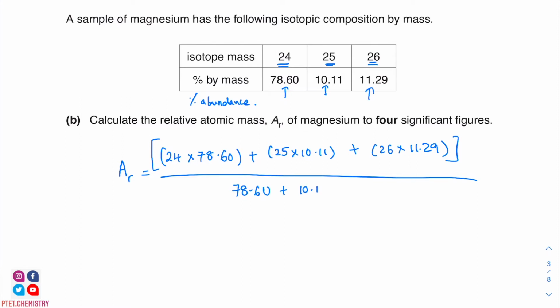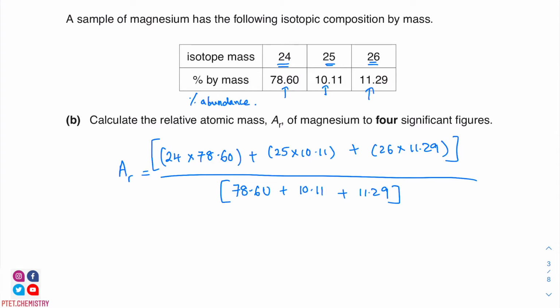What you put at the bottom is the sum of the percentages. Usually they will come up to 100%, but I will never assume so. I will always calculate it just in case. Why do I divide by the percentage? Why not divide by the mass? Okay, I'll tell you why.